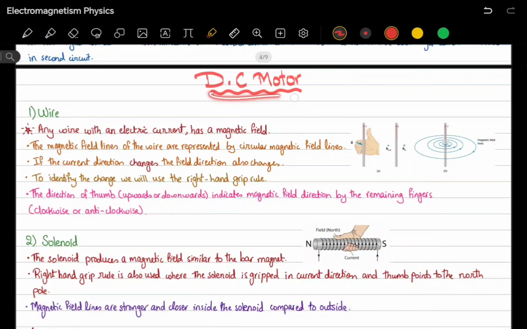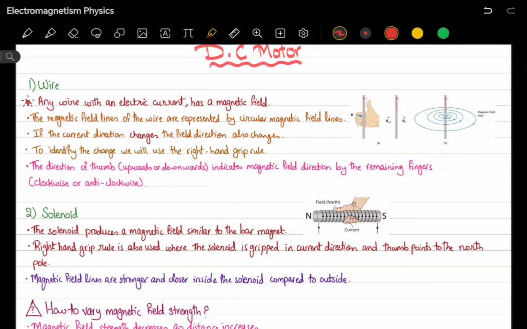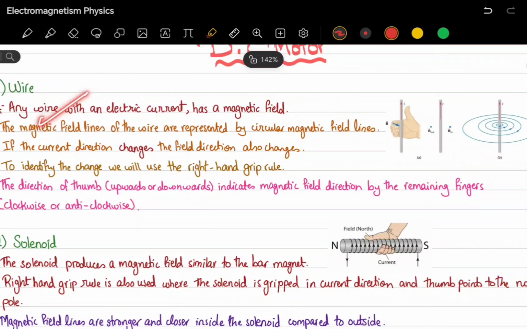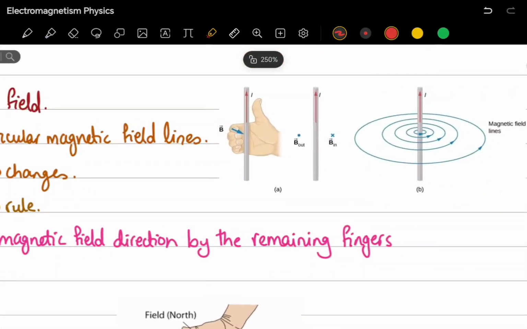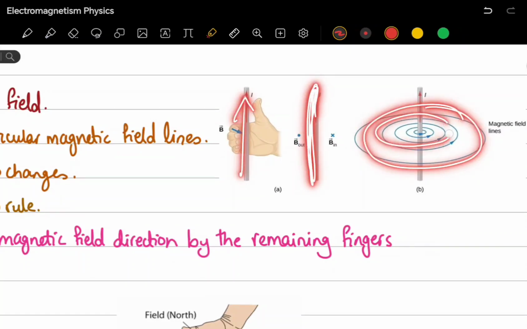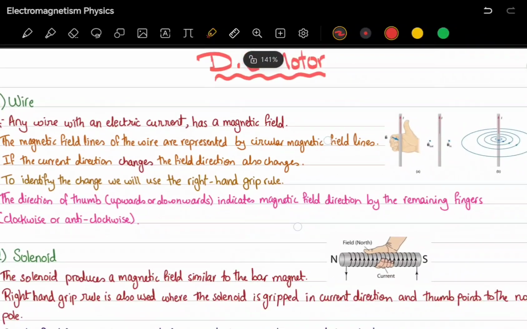DC motor. So, let's get started firstly with a wire. Any wire that has an electric current will have a magnetic field. So any wire into which current flows will create a magnetic field around it. If the current direction changes, then the field direction will also change.